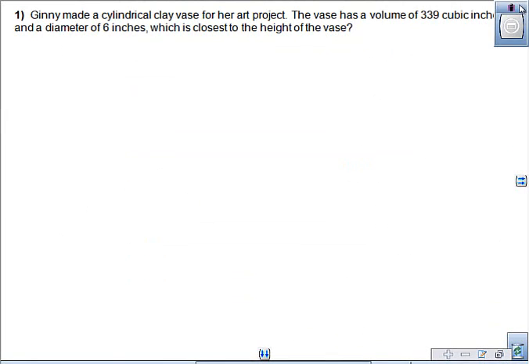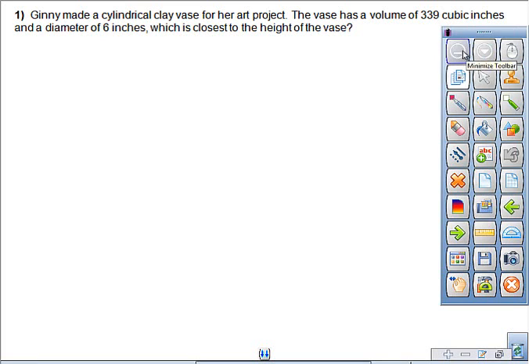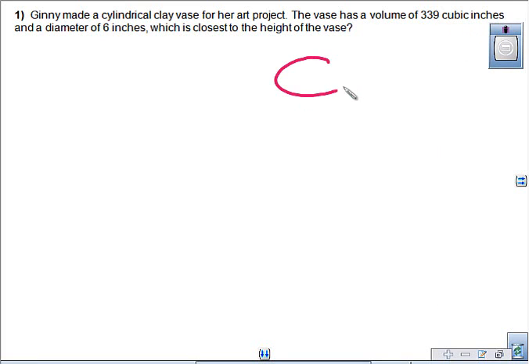Alright, so the first problem we're going to work says that Jenny made a cylindrical clay vase for her art project. The vase has a volume of 339 cubic inches and a diameter of 6 inches. Which is closest to the height of the vase? Okay, so we know it's a cylinder, so the first thing I would recommend doing is drawing a cylinder. I think it's always helpful to have a picture if you don't have to draw one. If you're not that visual of a person, that's fine, you don't have to.